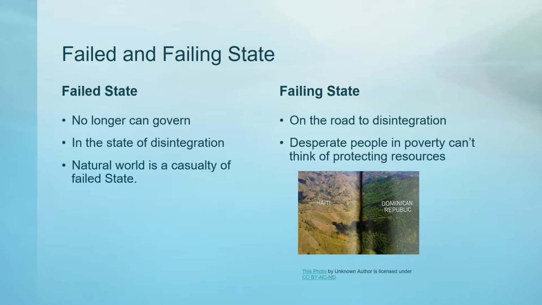And again, desperate people in poverty can't think of protecting resources. That's why you have to have good governance. People have to hope. There has to be some mechanisms in place in each state so that you can think of the future.